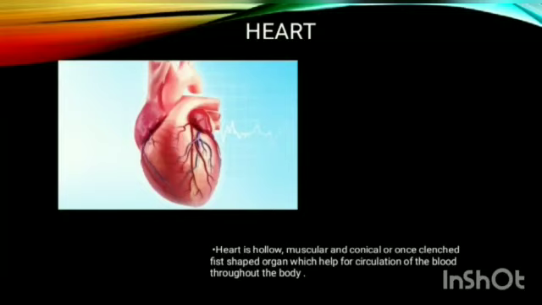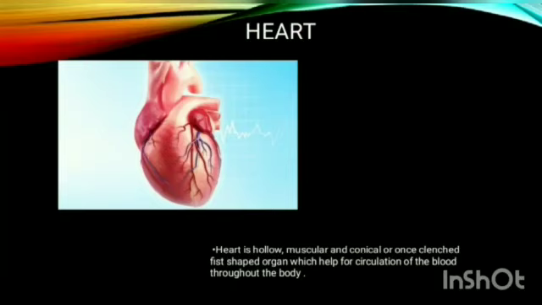Heart is a hollow, muscular, conical or clenched-fist-shaped organ which helps in circulation of the blood throughout the body. Heart is present at the middle region of the thoracic cavity in the space known as mediastinum. It is present between two lobes of the lungs, just behind the sternum and slightly tilted towards the left side. It is well protected by sternum, ribs and vertebral column.